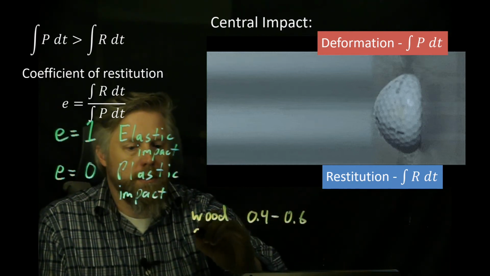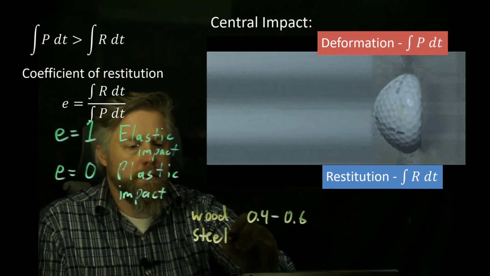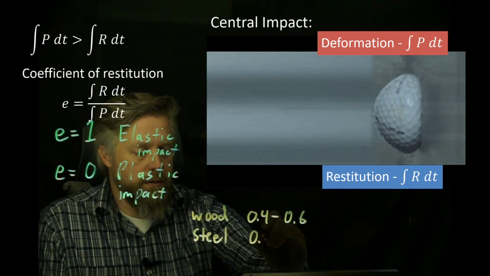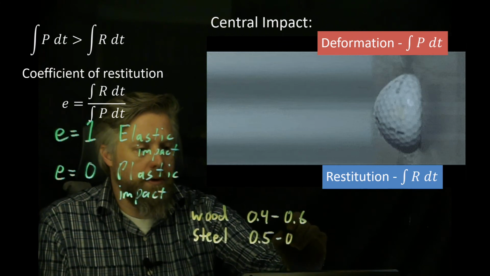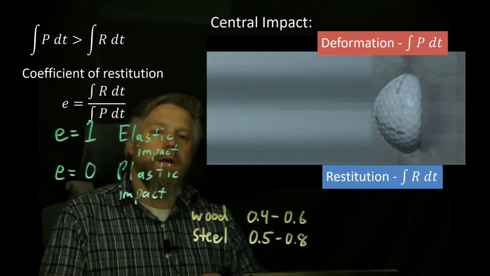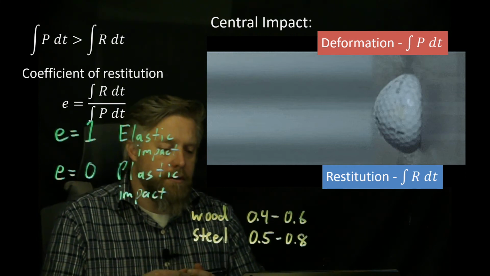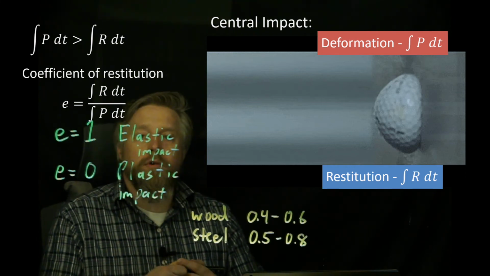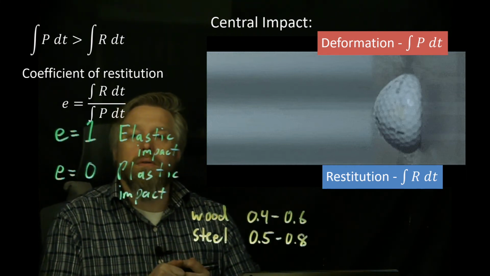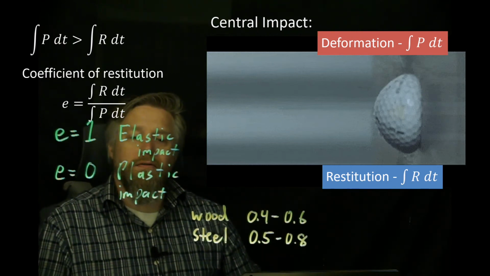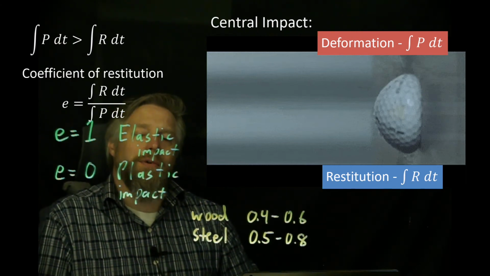If you look for steel on steel, you get somewhere between 0.5 and 0.8. So the harder the material, the higher the coefficient of restitution. Lead is somewhere like 0.12 with impact. So you can find these values and they can help us solve the problems.